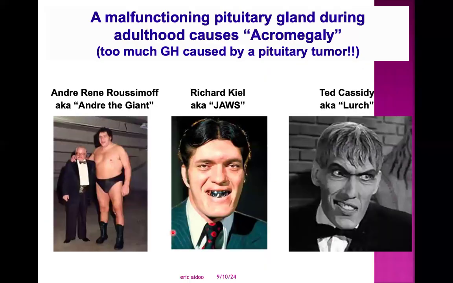I saw this in your PBS scenario as well, which means that you might have read about the malfunctioning of the pituitary. In the adult, it causes acromegaly. So too much GH caused by a pituitary tumor in the adult. And that will also present differently in terms of how the person's face will look. So you can read more on some of the characteristics which will differentiate between acromegaly and gigantism.